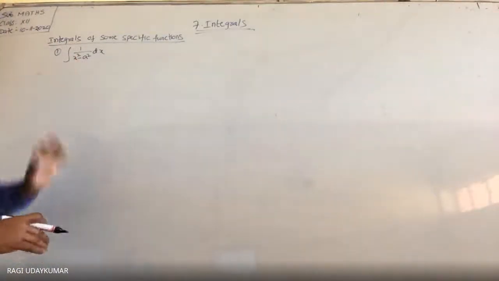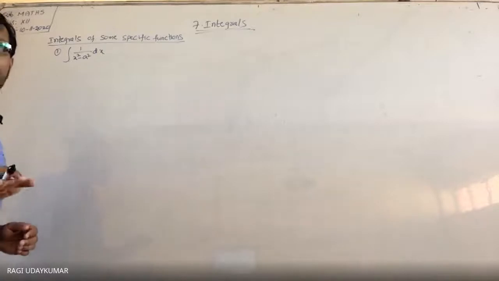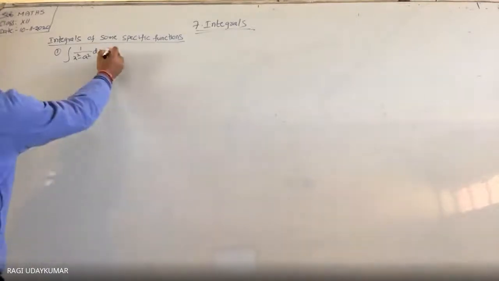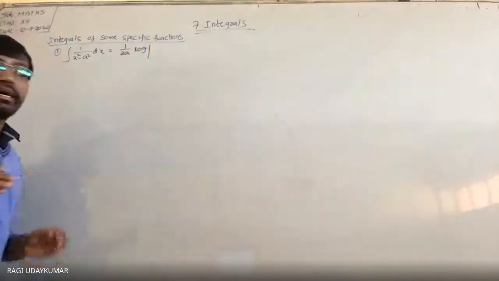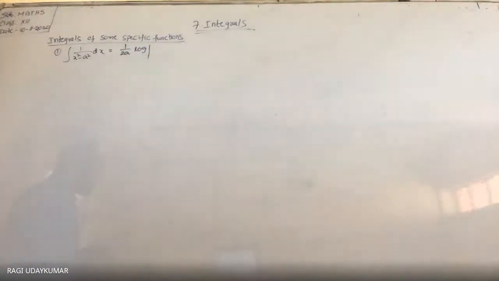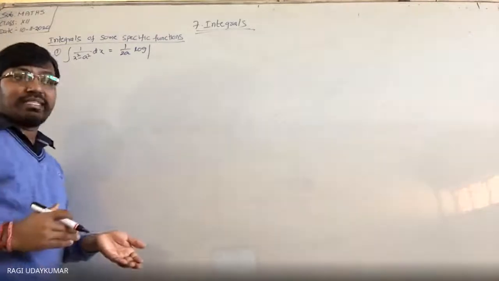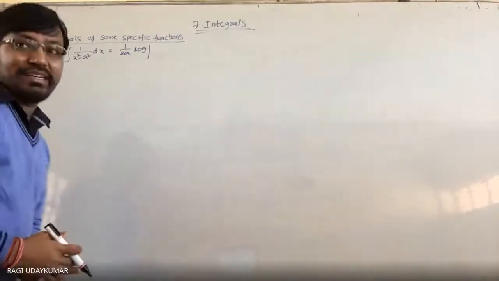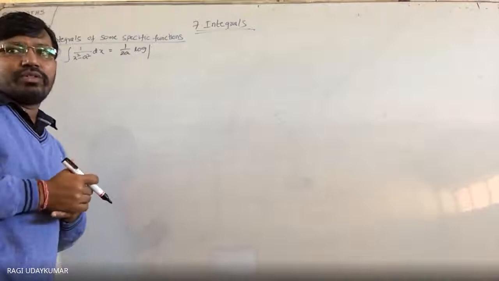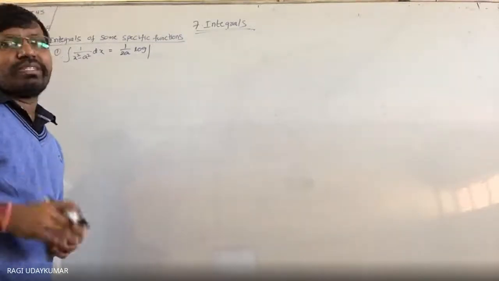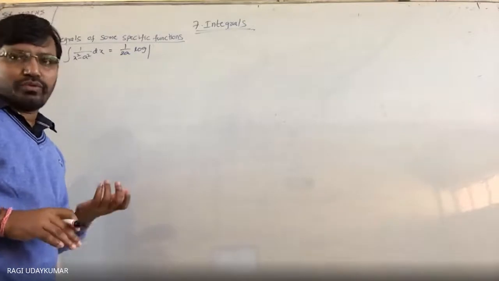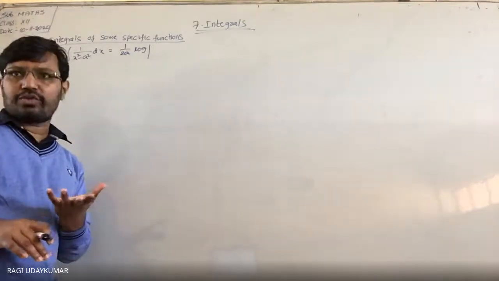Integration of 1 by x square minus a square is equal to 1 by 2a logarithm of modulus, and most of the students will remember it only as (x minus a) by (x plus a), or (x plus a) by (x minus a). This confuses many people. To remember this, in my view you should go through the proof. If you go for the proof, then it is an easy task for you to remember.